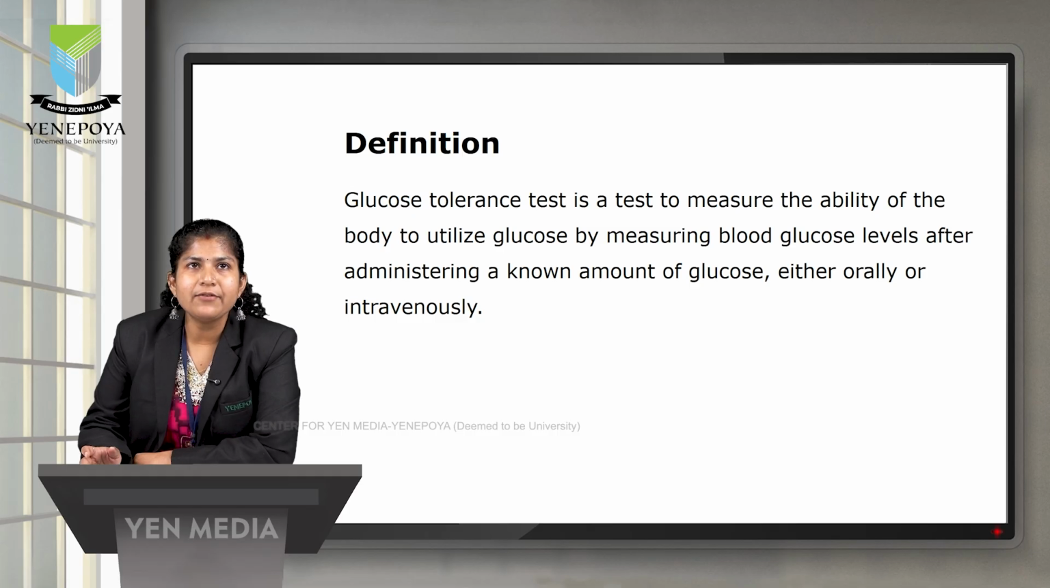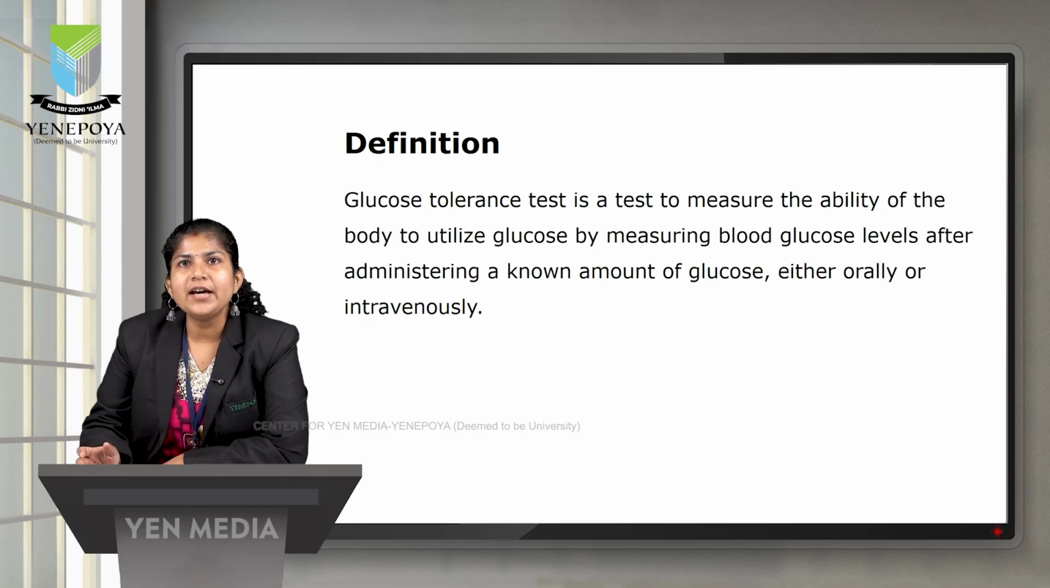So let's start with the definition. The glucose tolerance test is a measure of the ability of the body to utilize glucose. Here we are giving glucose of a known amount either orally or intravenously. After giving the oral or intravenous glucose, we are estimating the blood glucose level.